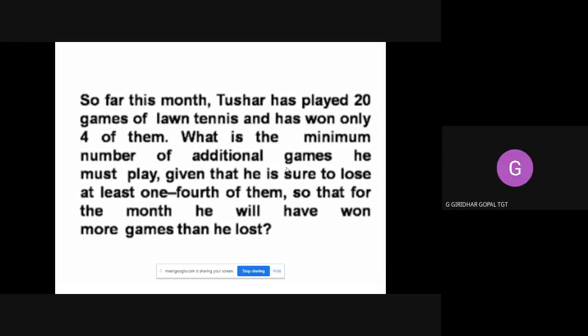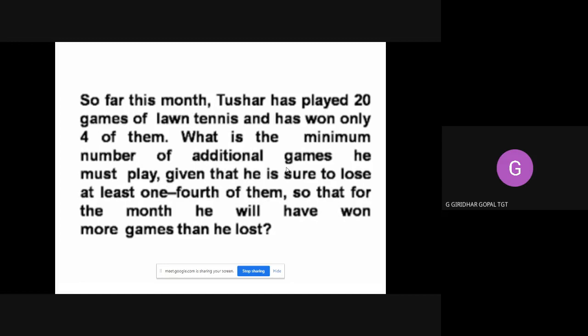After reading the question, let us understand the question in detail. That means Tushar has played, suppose for example in the month of December, 20 games and has won 4 already. But how many minimum additional games does he have to play, given that at least 1/4 of whatever additional games he plays, he is sure to lose? Then how many additional games must he play, so that the number of games he won will be more than the games he lost?